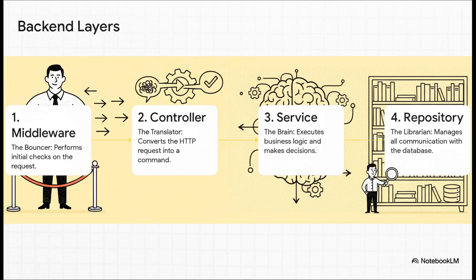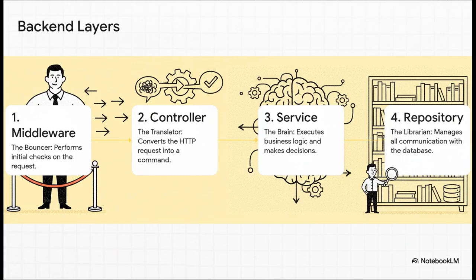All right, once it's past the bouncer, the request meets the controller. The controller is the translator. It takes the raw, messy language of an HTTP request from the web and turns it into a clean, simple command that the rest of the application can actually understand. It doesn't make any decisions itself. It's more like an air traffic controller, just routing things where they need to go.